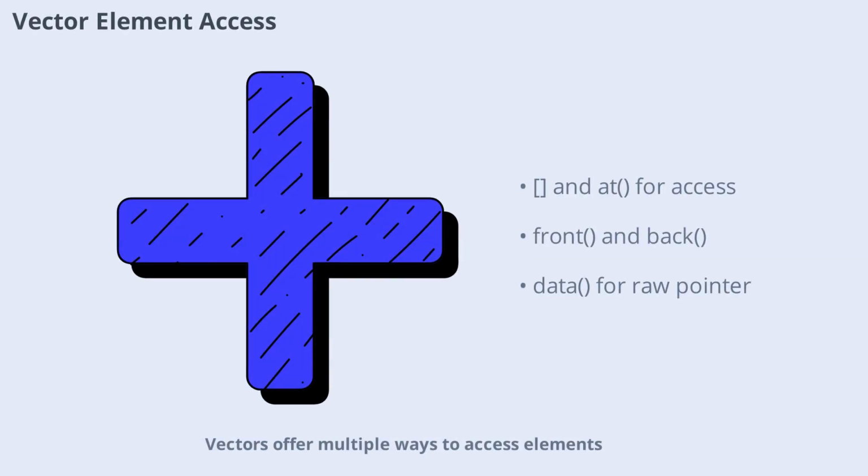Vectors offer multiple ways to access elements. Use the reference operator [g] or at(g) to get elements at a specific position. front returns the first element, back returns the last, and data gives a pointer to the underlying array. These access methods make vectors both powerful and convenient.